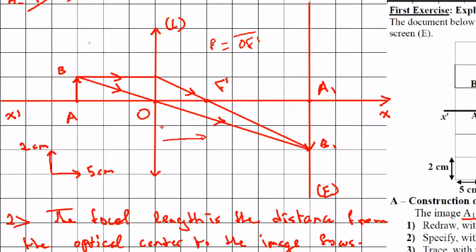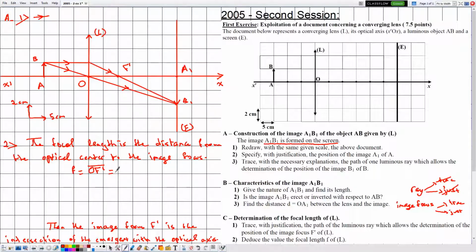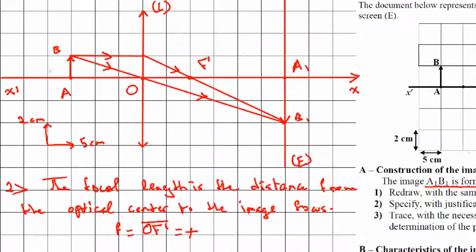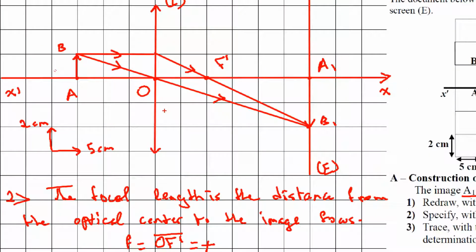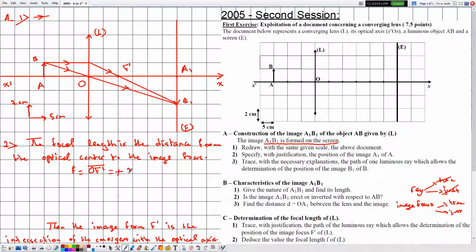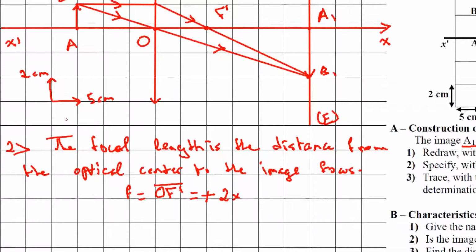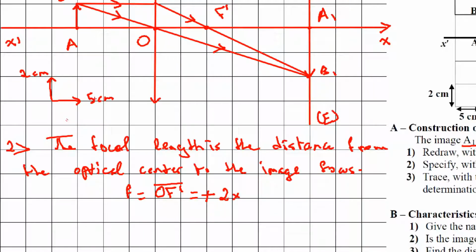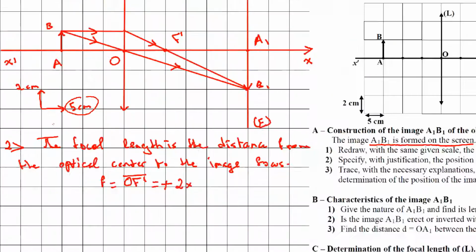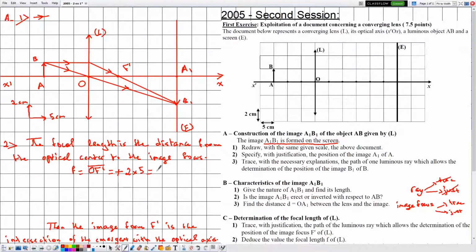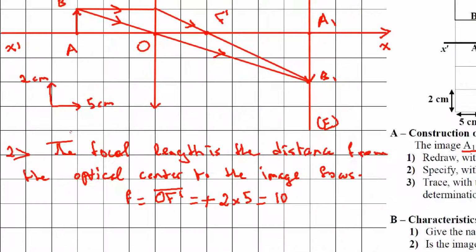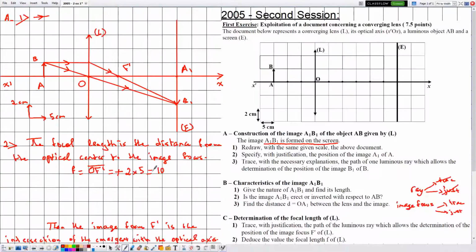Notice that this distance is in the same direction of the positive x-axis, so it's positive. And the number of divisions between O and F prime is 2. And we multiply by the scale along which we have counted the number of divisions, which is scale along the x-axis. So this will give us 10. Since the scale is in centimeters, then the value of f will be in centimeters. So f is equal to 10 centimeters.